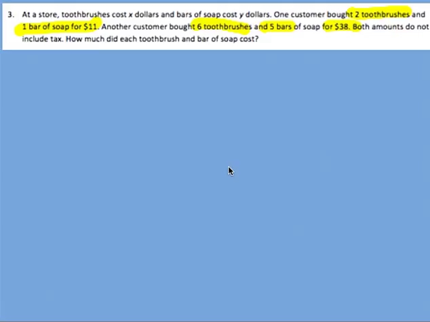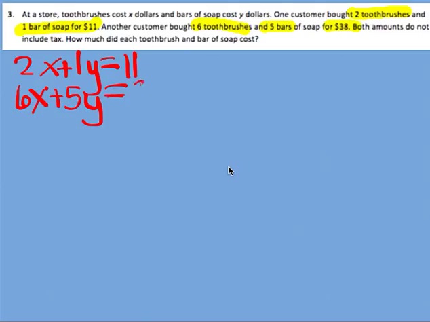So that does not include taxes, which is something they're just throwing in in case you have questions, okay? So then how much does each toothbrush and each bar of soap cost? Well, for every toothbrush at price X, we bought 2 of them, and we bought 1 bar of soap at price Y, and that was $11. We bought 6 toothbrushes at price X, and 5 bars of soap at price Y, and that was $38.